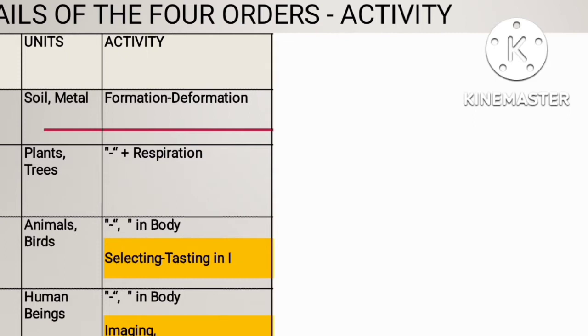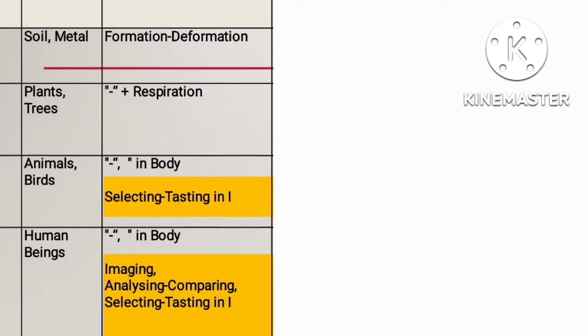Now coming to animals, what do they do? They also do formation and deformation. There are changes of the body, they get decayed, then again there is another growth. Here respiration is also there. Animals also breathe in and breathe out. And you have one more thing, selecting and tasting.